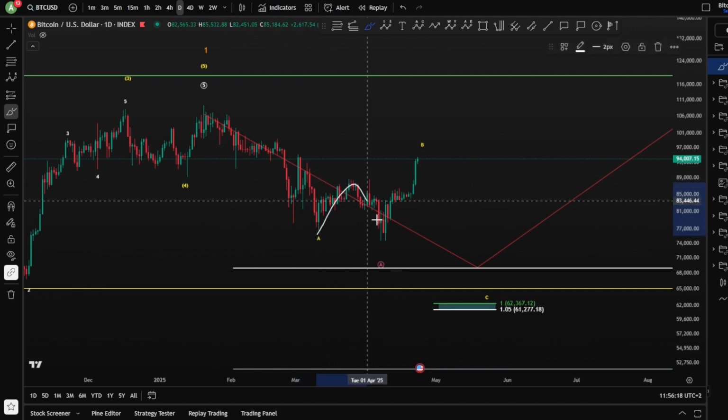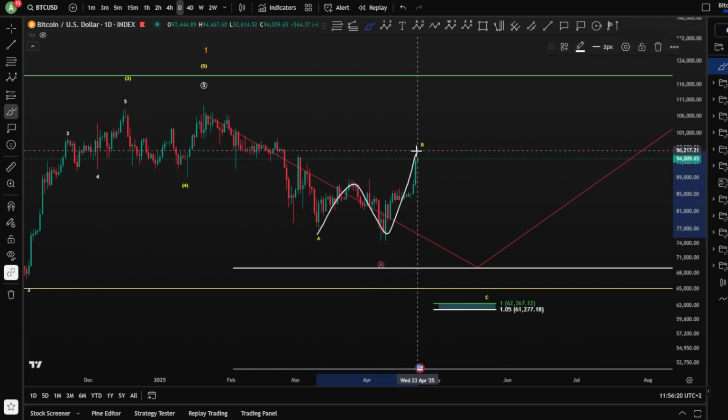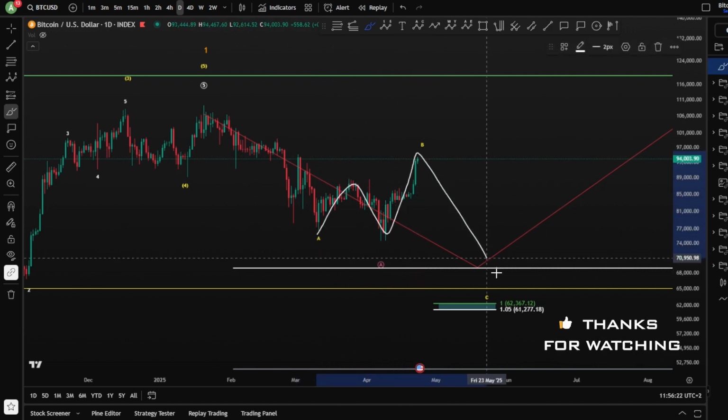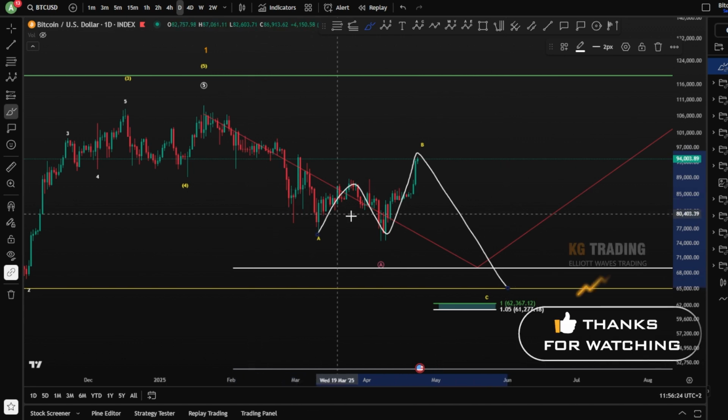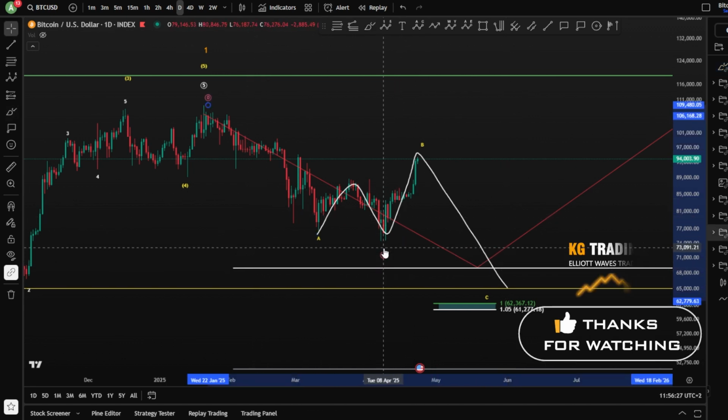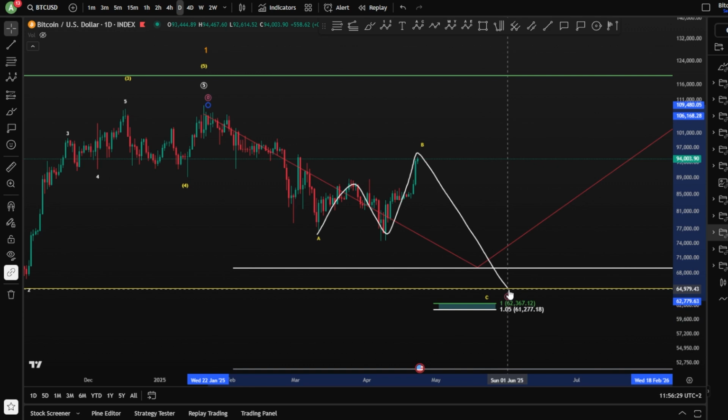And therefore, I believe that this is going to be an ABC for an X, and then moving toward the downside for a wave C. And this again will bring us to a shifted wave A towards the downside, main wave A again.